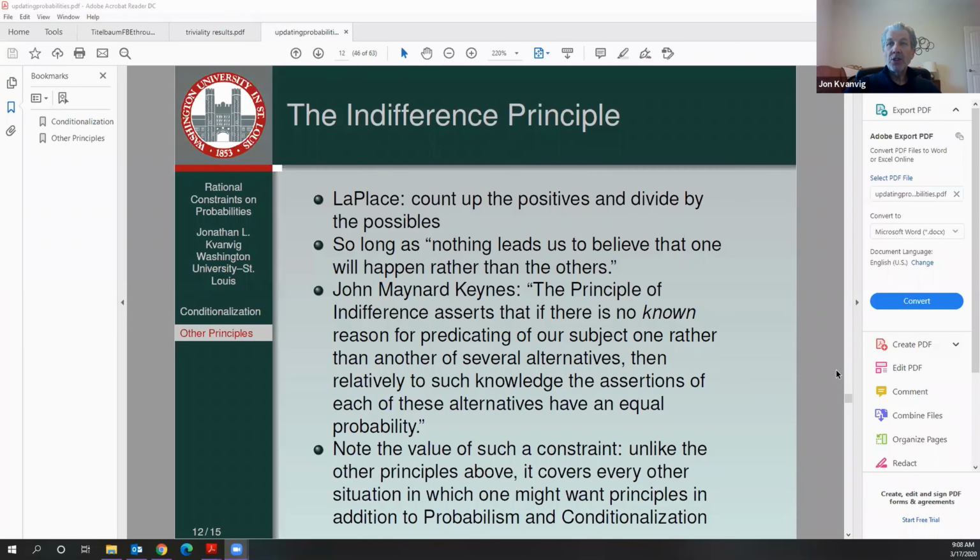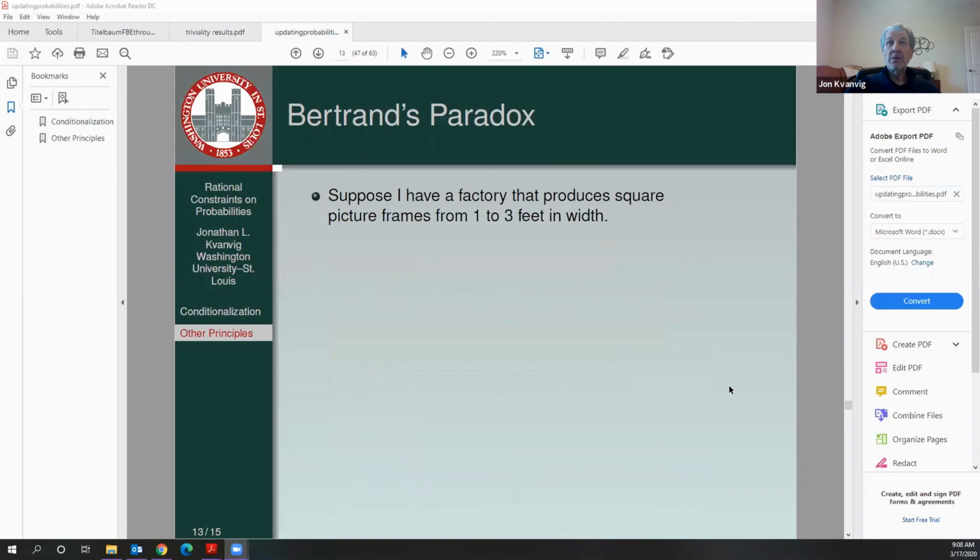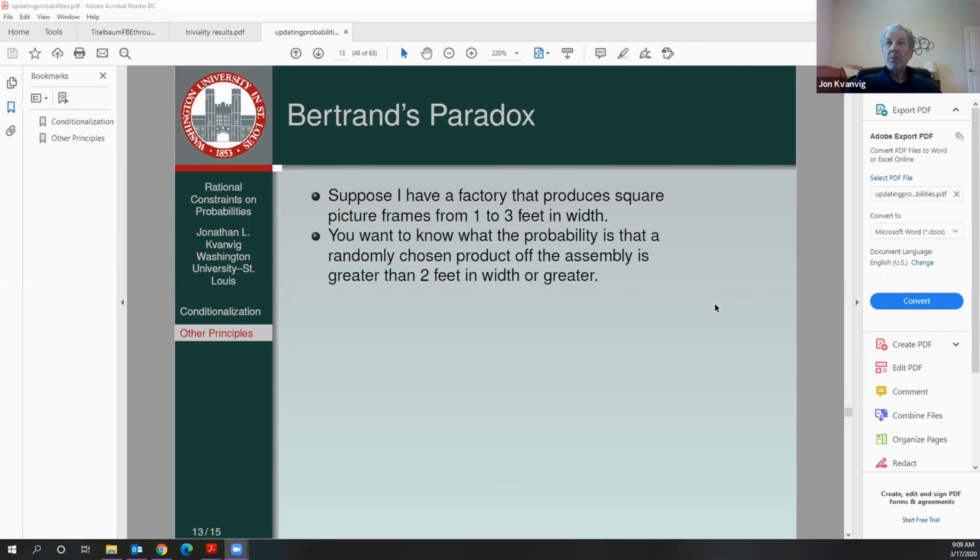Okay, so suppose you're attracted to such a principle of indifference. The fundamental problem with the principle is Bertrand's paradox. So suppose we have a factory that produces square picture frames from 1 to 3 feet in width. You want to know what the probability is that a randomly chosen product off of the assembly line is greater than 2 feet in width.